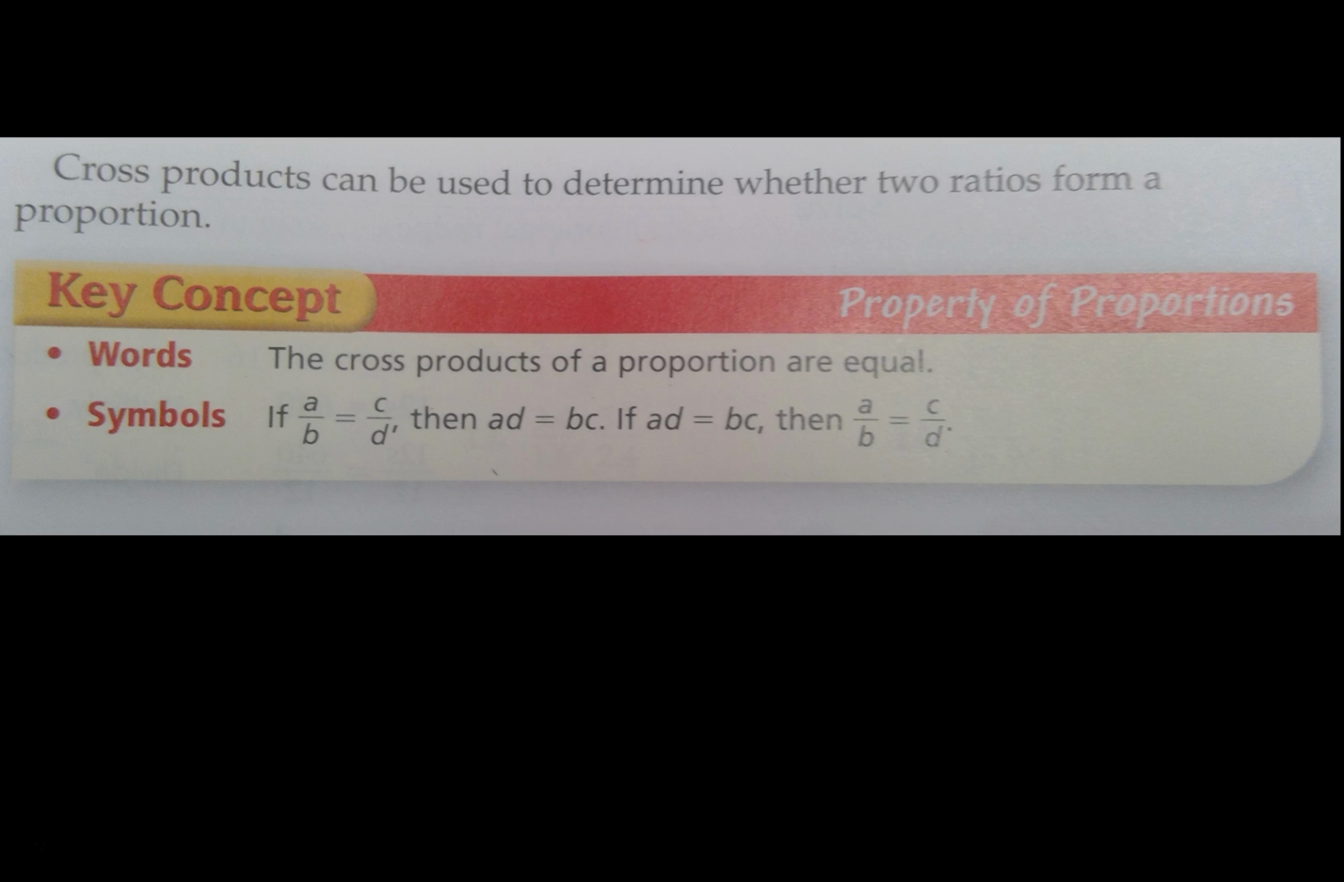Okay, so cross products can be used to figure out if two proportions are equal or not. So when I take these two here, we cross multiply A to D, so there's AD, and then BC equals BC. And if those two multiplied together are equal, then the proportions are equal. And we'll show you that here in a sec.